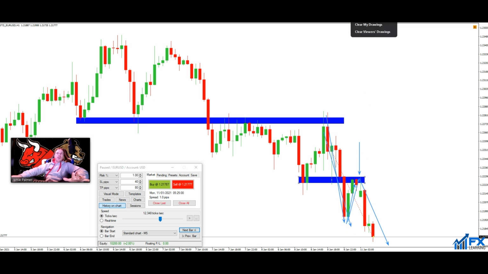Now, the problem with this move here is it's just happened. I've just made a hell of a lot of money on it. You're thinking now, well, it's a downtrend, so I'm going to sell now. I'm going to wait for price to pull back and I'm going to sell too.